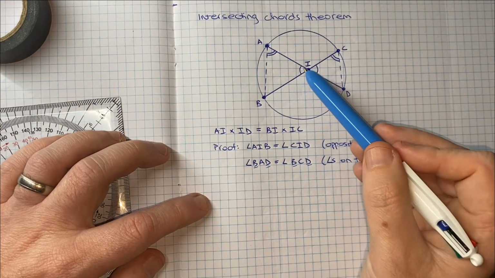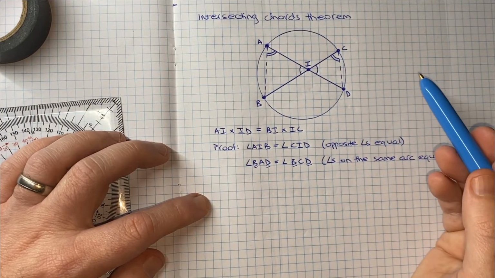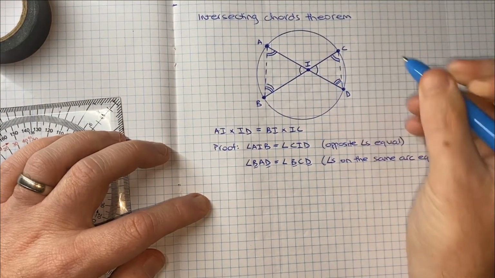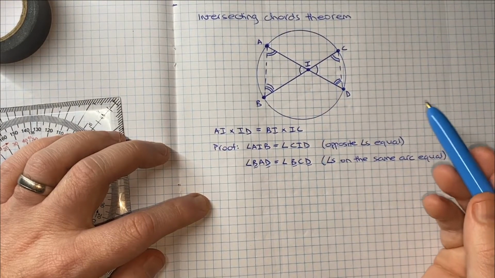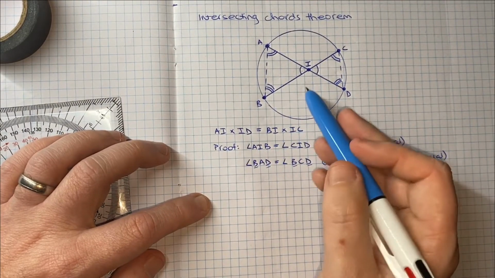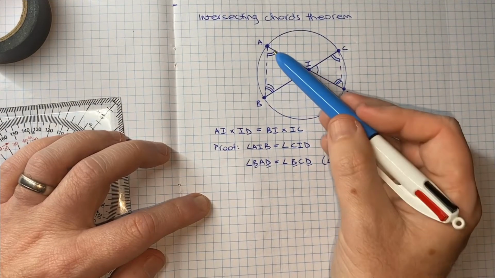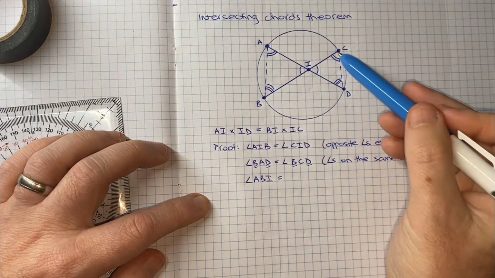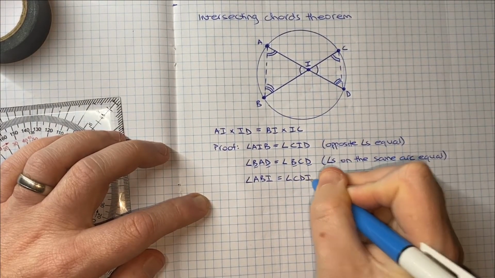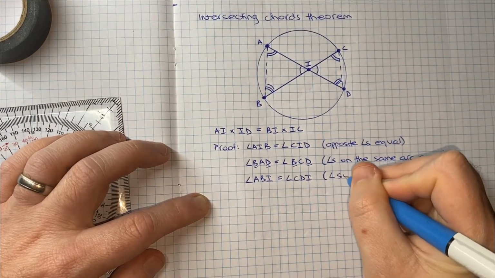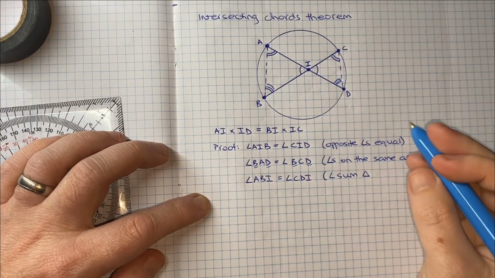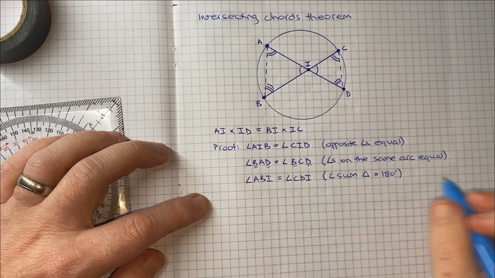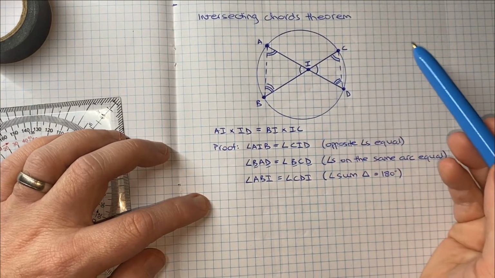Now, having shown that 2 out of the 3 angles are equal, then it naturally follows that the third angle must also be equal, because all angles in a triangle add up to 180 degrees. So now we can conclude that angle, maybe I'll call this angle ABI, is equal to angle CDI, because the angle sum of a triangle, specifically the interior angle sum of a triangle, is equal to 180 degrees. So there we have all our interior angles being equal.